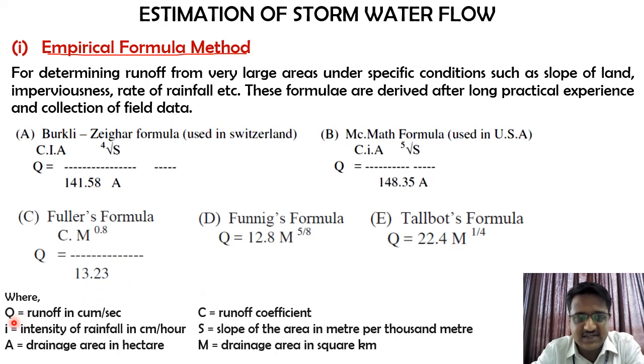Let us see, Q, on the left-hand side in all of these, is the runoff in cubic meters per second. C is the runoff coefficient that we discussed in the previous slide. I is the intensity of rainfall in centimeters per hour. S is the slope of the area in meters per 1000 meters. A is the drainage area or catchment area in hectares. M is the drainage area in square kilometers. So A is in hectares, M is in square kilometers.